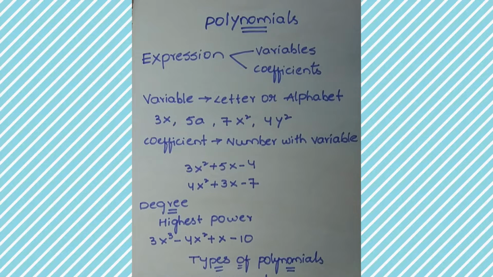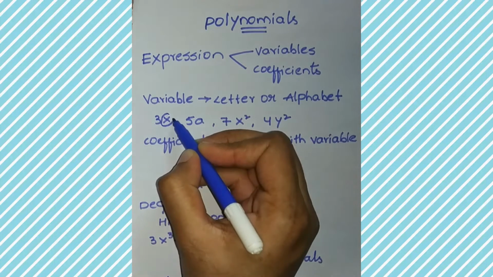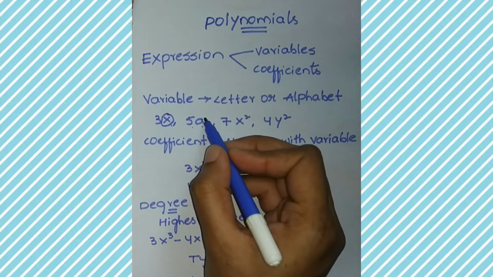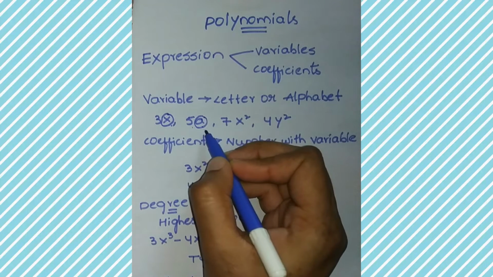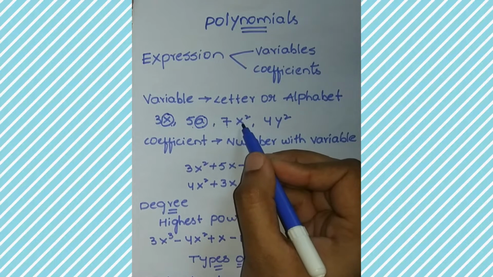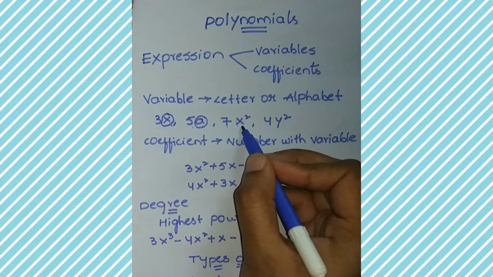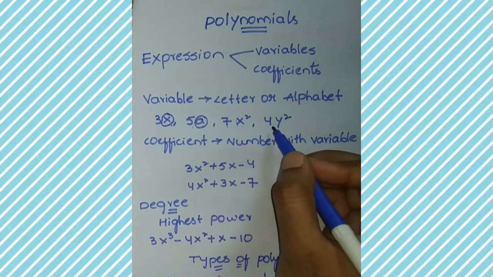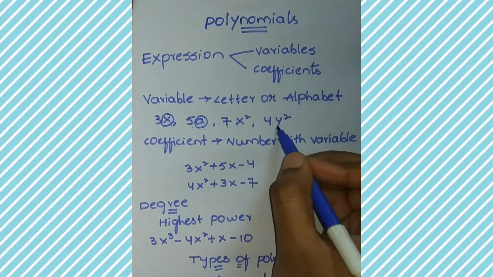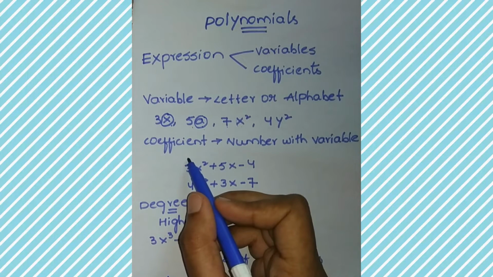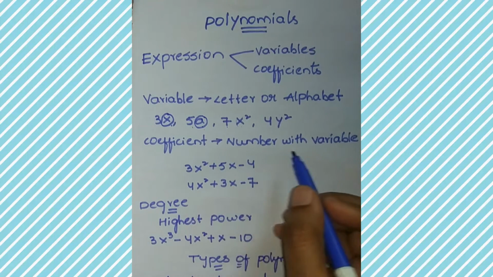For example, 3x. Here x is nothing but a variable. 5a. a is nothing but a variable. 7x square. x is nothing but a variable. 4y square. y is nothing but a variable. What is a coefficient? A number with a variable.